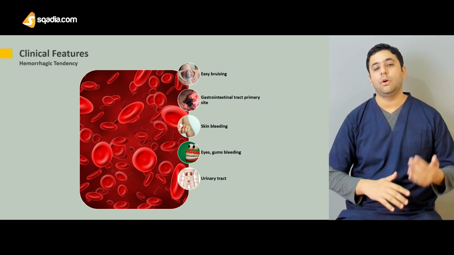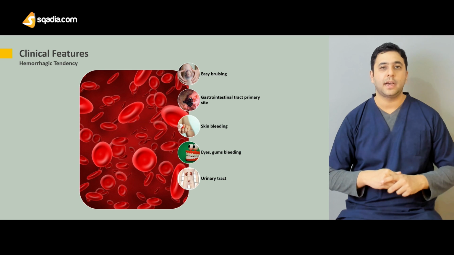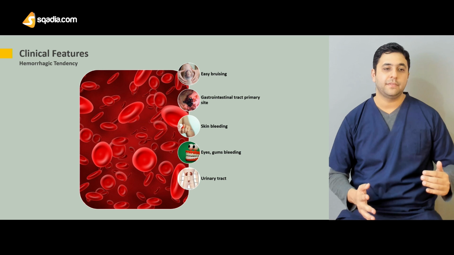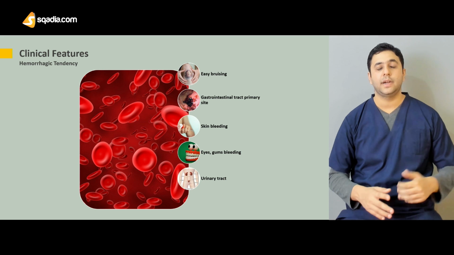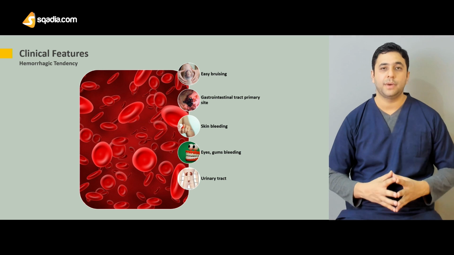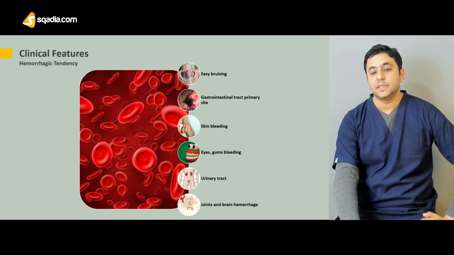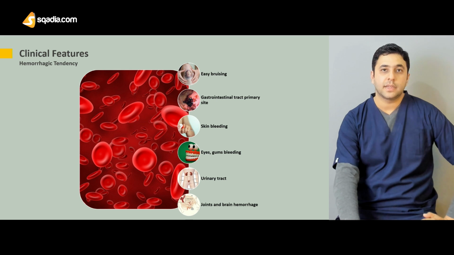So any patient with any of these symptoms, which is unexplained on the basis of other pathologies, you should have essential thrombocytosis or any other cause of thrombocytosis in the back of your mind to arrive at a differential diagnosis. Similarly, it can also present in the form of joint and brain hemorrhages. It can cause a hemorrhagic stroke or it can cause hemarthrosis.